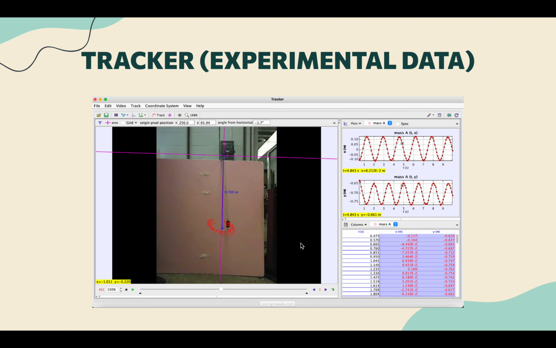For the analysis of experimental data, Tracker was used. Using the provided video of a spring oscillating in 2 dimensions, x and y, a coordinate system and a calibration stick were applied. We were told in the lab's instructions to use the values given to us in pre-lecture video 52, so the calibration stick length was set to 0.7 meters long, and the mass was then tracked frame by frame, producing the 2 position versus time graphs for x and y on the right.